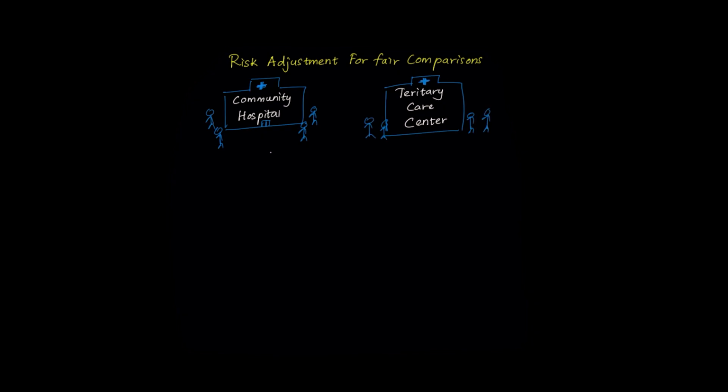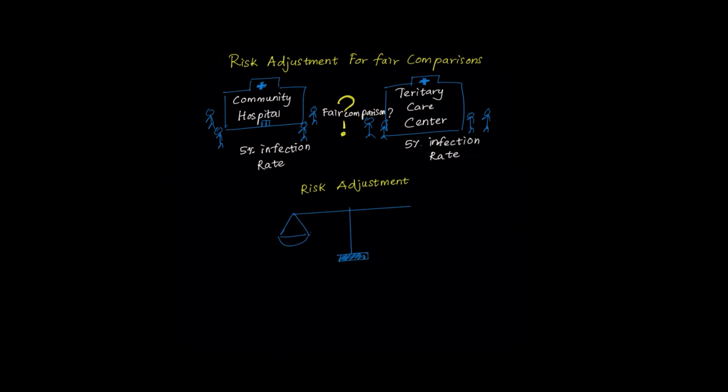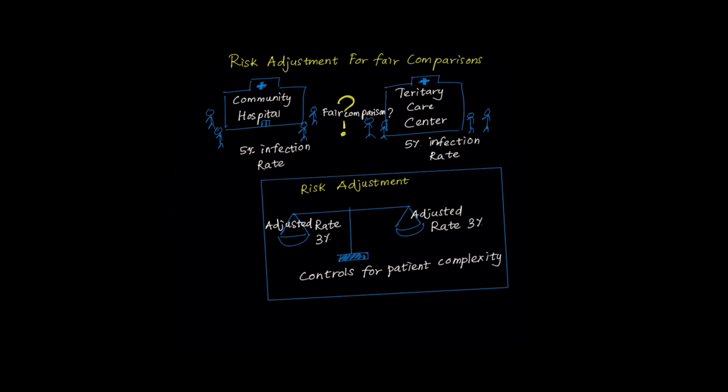Imagine comparing infection rates between a community hospital that treats mostly healthy young patients and a tertiary care centre that treats extremely sick patients with multiple chronic conditions. Without adjustment, the tertiary centre would always look worse even if they're providing excellent care, simply because their patients are more vulnerable to infections. Risk adjustment uses multivariate regression analysis to statistically control for these patient complexity differences, essentially leveling the playing field so you're comparing apples to apples.